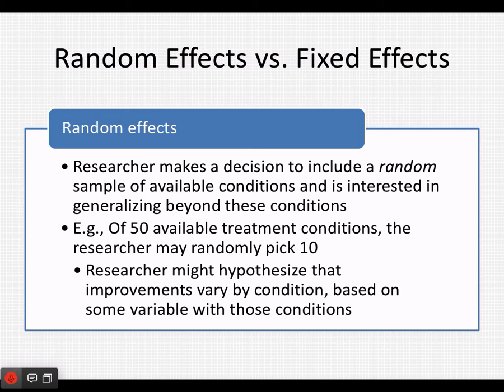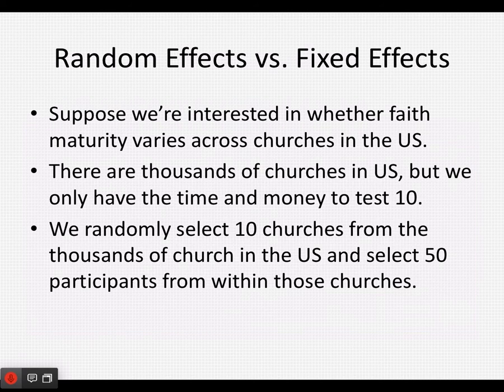But for random effects, we may randomly pick a sample of available conditions. So this is not a sample of participants, but of conditions, the IV levels, and the researcher is interested in generalizing the findings beyond those conditions. For example, there are 50 available treatment conditions, and the researcher may randomly pick 10, and then based on those 10, generalize to a broader set of conditions.